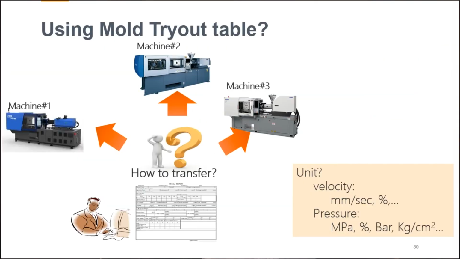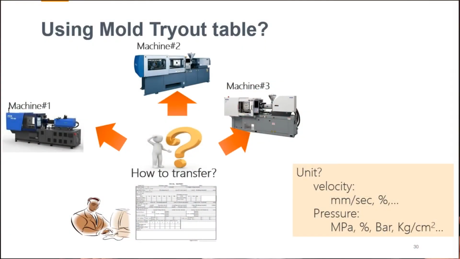And there are a lot of difficulties in between, because different machines might have different units. We have millimeter per second. For some machines we have percentage for the velocity setting, and for pressure control, some machines use bar, some use megapascal, and some use percentage. So how can we transfer from the CAE software interface to my real machine?